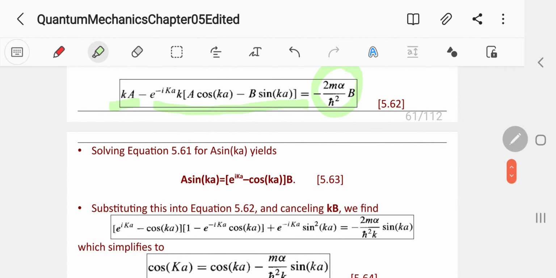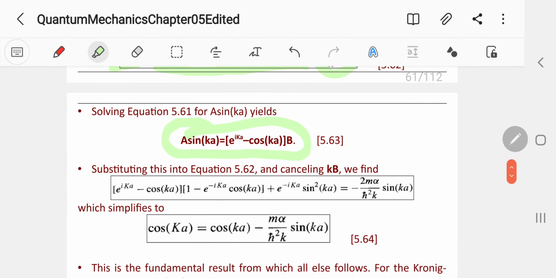So this will give you this expression such that we can replace A, and we can cancel A and B such that we'll be able to get this expression. So you can do this algebraically.